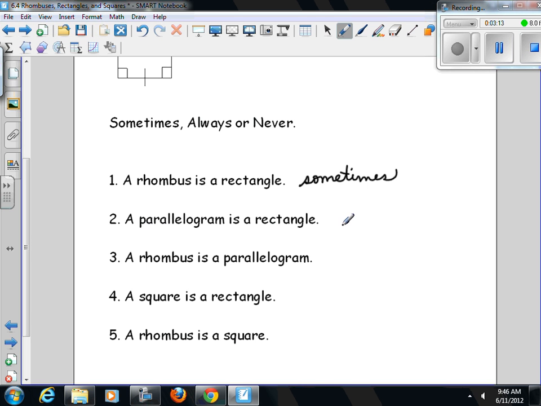A parallelogram is a rectangle. Well, not all parallelograms are rectangles. Some of them are. So we'll say that that also is sometimes true. A rhombus is a parallelogram. Yes, absolutely. That's by definition. Definition of a rhombus, a parallelogram with four congruent sides. So this is always true.